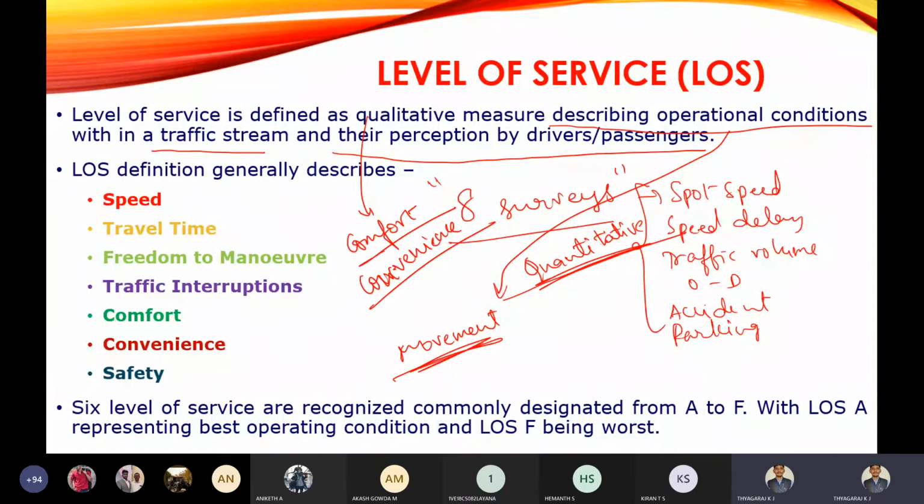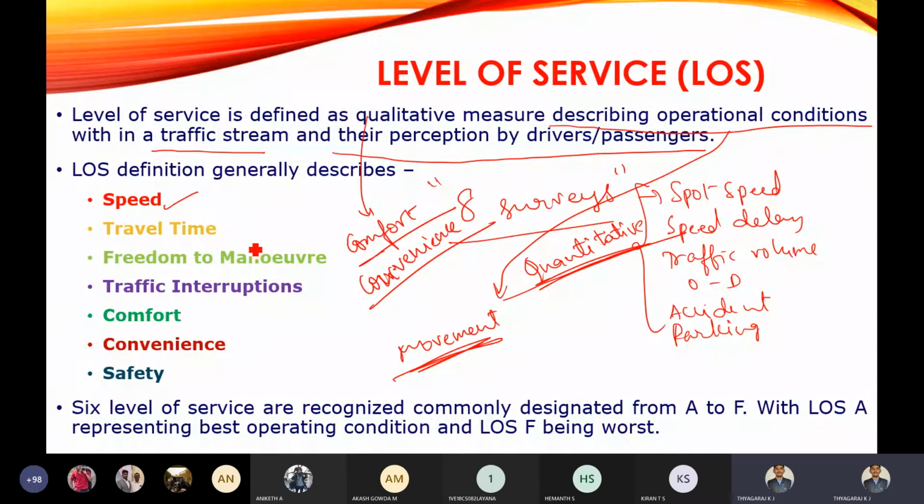Define level of service and explain the level of service for urban highways or rural highways. The level of service definition generally describes speed. As I told, the level of service will be related to the movement of the vehicle, that is, the operational conditions of the vehicle.